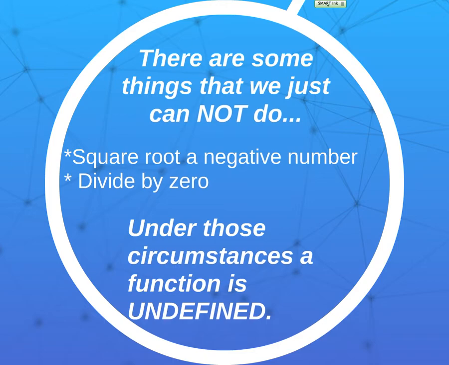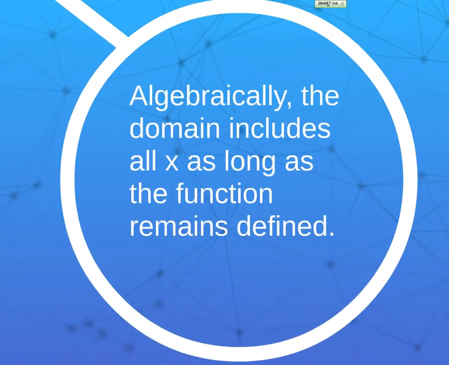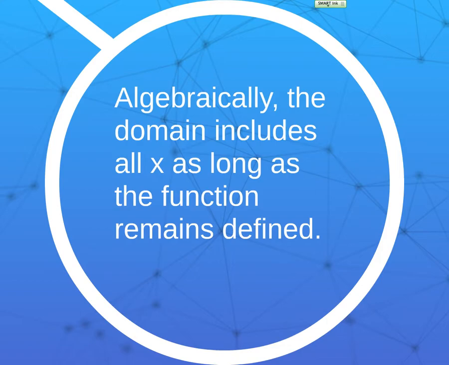So the first thing we're going to do is look at the algebra and how we can figure out by looking at the function what numbers we can't have. So algebraically, the domain includes all x as long as the function remains defined. So as long as we are not dividing by 0, as long as we are not square rooting a negative, every other number will work. So part of what we will be doing will be seeing if we can figure out, okay, what doesn't work. Once we know what doesn't work, then we can fill in what does work.